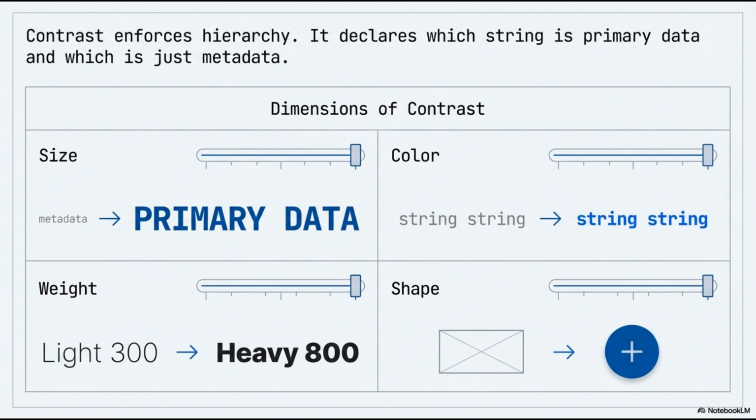Like what? Well, size, obviously, like making a header much larger than body text. Yeah. Color, using a vibrant primary tone for your main call to action button while the secondary button is muted. Right. Weight, using a bold font for a key metric, while the label underneath it is a very light font. And shape, putting a circular floating action button over a grid of rectangular cards.